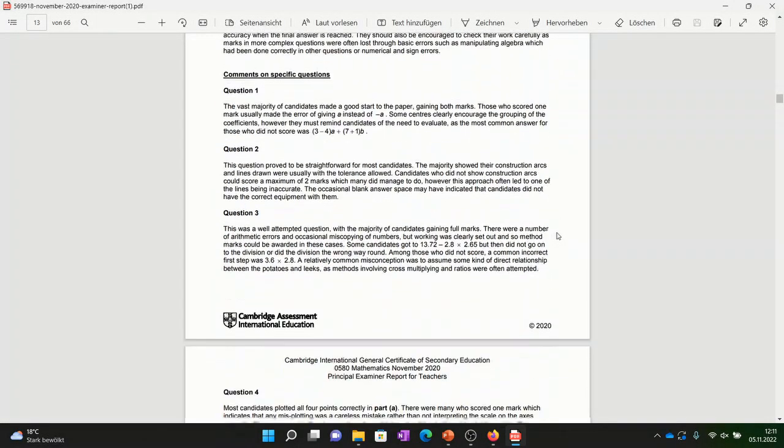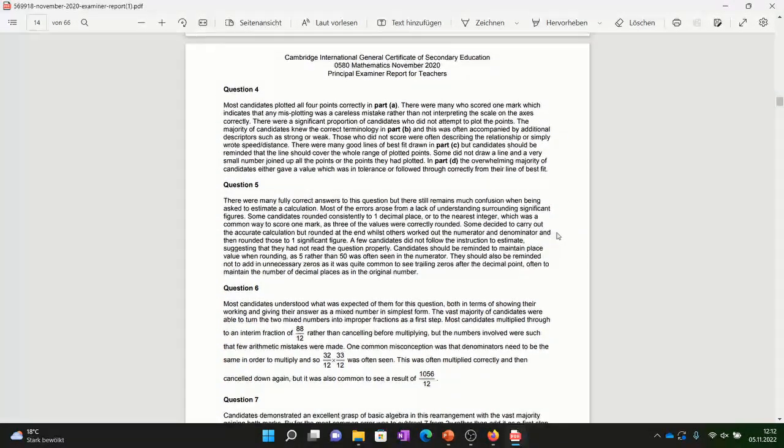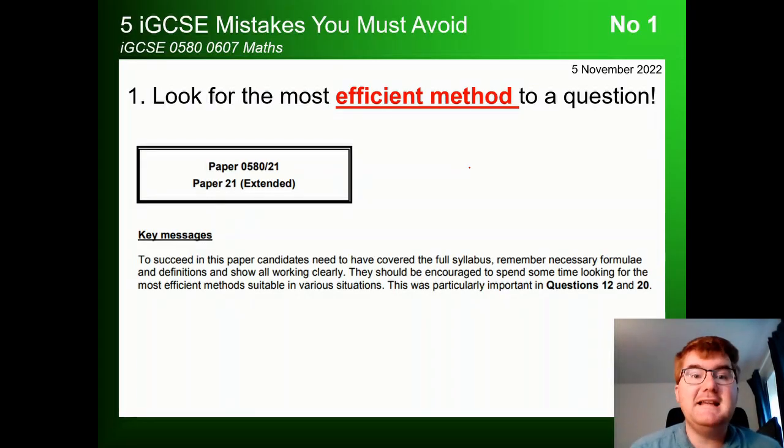And this advice doesn't come from me directly. This comes from the official Cambridge examiners reports from November 2020. I thought I'd share with you 5 key tips from that so you can really improve your grades and try and get to that A and A star. So let's get started. Okay, so tip number 1 is to look for the most efficient method to a question.